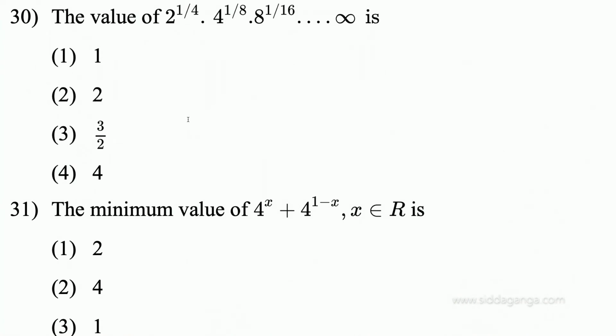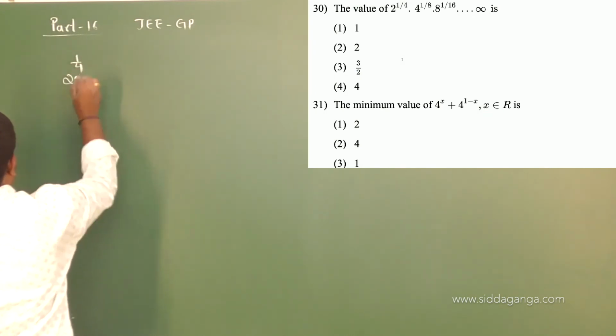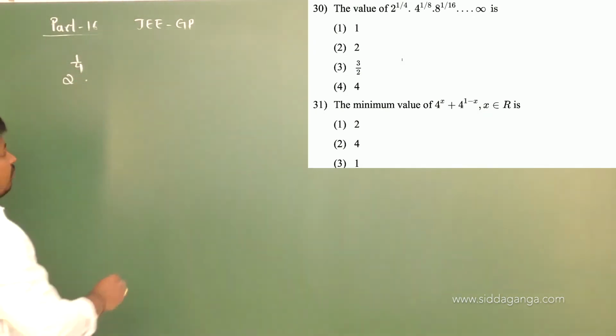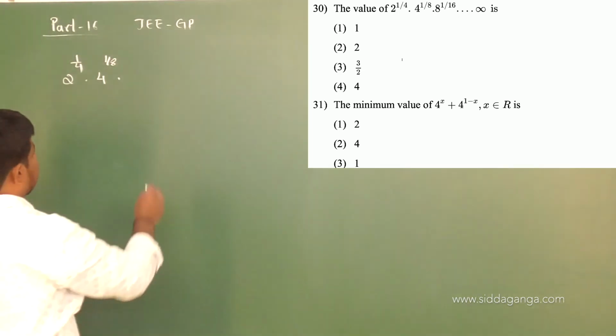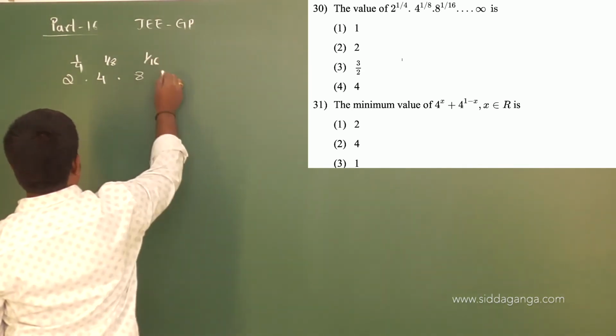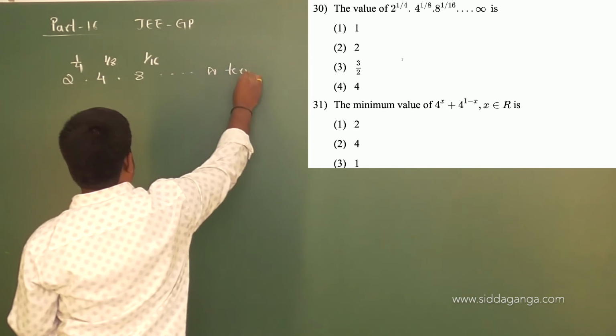Question number 30. This is also a simple one. The value of 2 power of 1/4 into 4 power of 1/8 into 8 power of 1/16 and so on, infinite number of terms. So what is the value for an infinite number of terms of this series? 2 power of 1/4 into 4 power of 1/8 into 8 power of 1/16 till infinite terms.